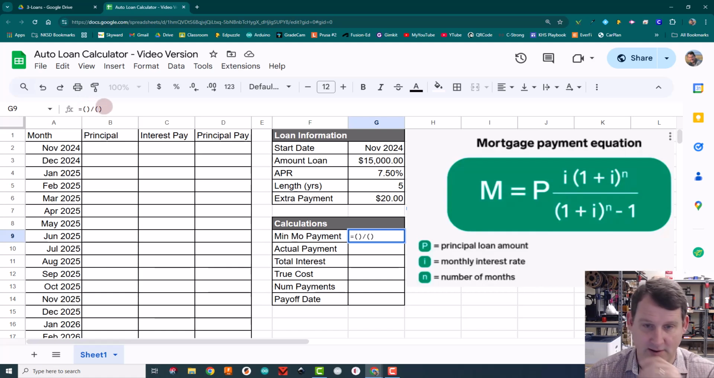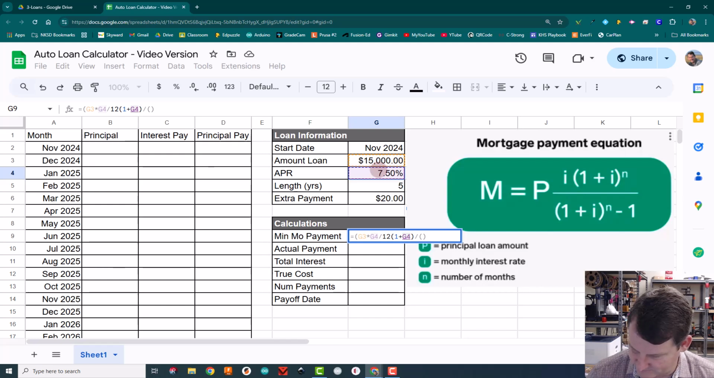So I'm on the top part, and we're going to put in the principal. So here I'm going to click on the principal, which is the loan amount right here. And then we're going to do times, and we need to multiply that by I. And remember, the I is the monthly interest rate. So that's just click on the APR and divide that by 12. So that's the I part. Then I've got a new open parenthesis right here. I'm going to do 1 plus I again, which is APR divided by 12. So slash 12. And then I'm going to do a close parenthesis to close off that one.